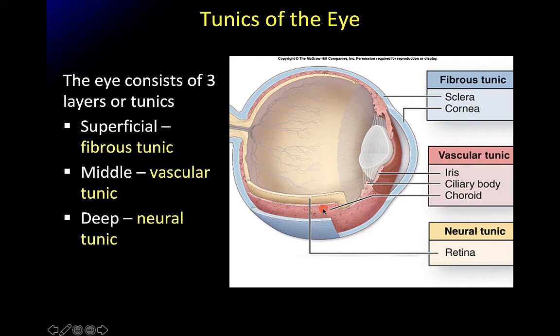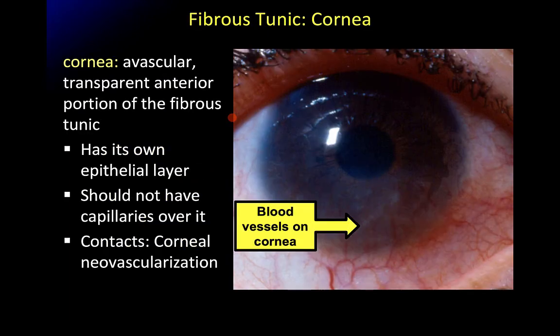Then we have the deep neural tunic, which is the retina, located only in the posterior part of the eye, called the neural tunic because, of course, we're going to have our neurons coming from our photoreceptors, ultimately forming the optic nerve as that exits the eyeball.